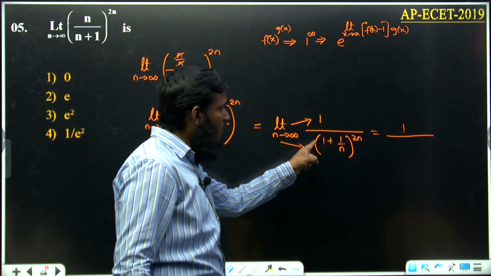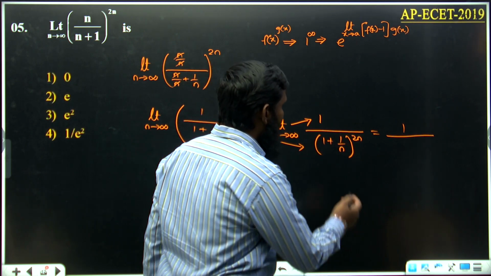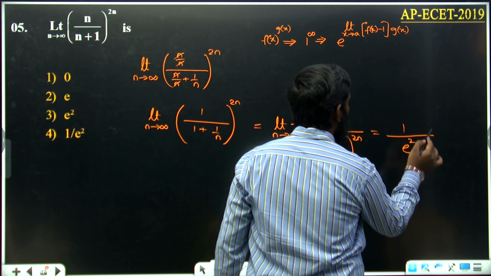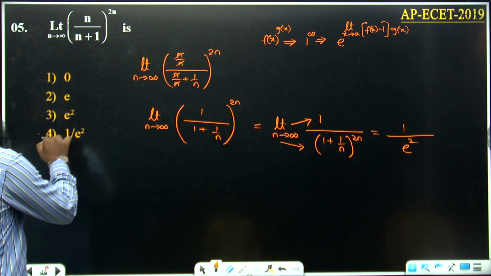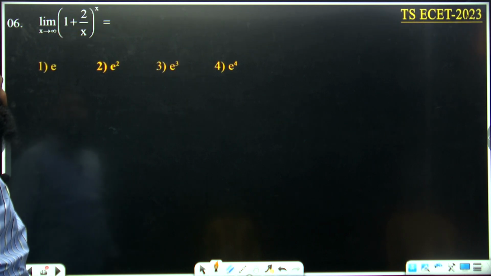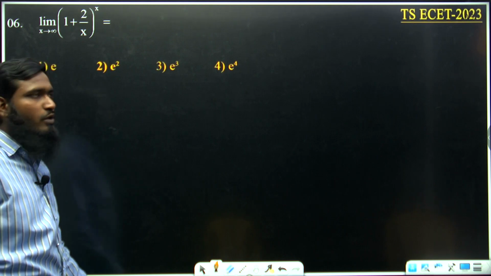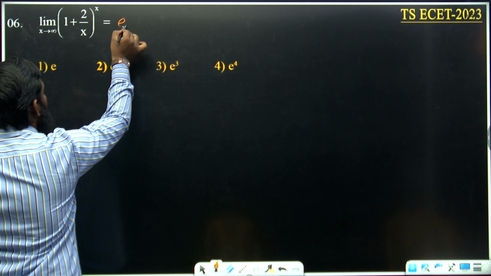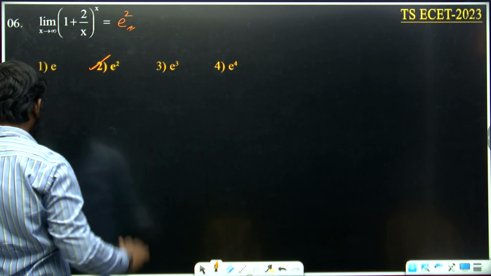So again, it is looking like limit of (1 plus a by x) whole power bx. What is the a value? 1. The b value is 2, so the answer is e power 2, which is 1 by e square. Let us go with the fourth option. Now the next part, limit x tends to infinity, (1 plus 2 by x) whole power x. A direct question has been given. In this, the a value is 2 and the b value is 1, so the answer is e power 2. That is it. E power 2 means let us go with the second option over here.